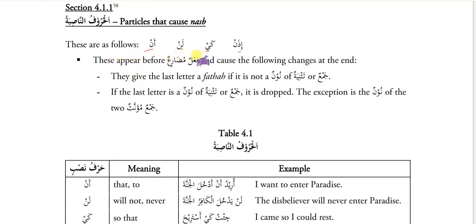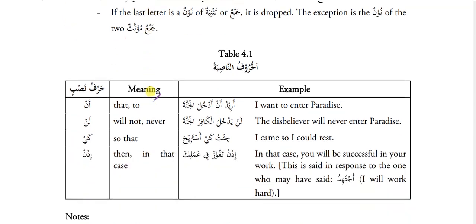These appear before fail muzare and cause the following changes at the end. They give the last letter a fatha if it is not a noon or tasniya or jama. If the last letter is noon, tasniya or jama, it is dropped. The exception is the noon of jama muannas. Don't worry, just read from here. You will be able to understand these things when I explain the concept of fail muzare and its uses and ruling. So I'm going to explain definitely inshallah. So first let's read from the book only.